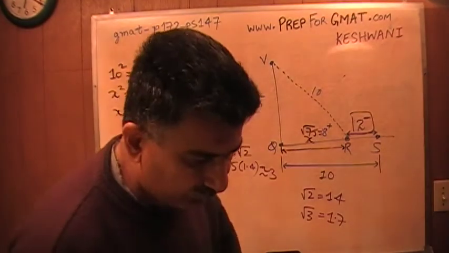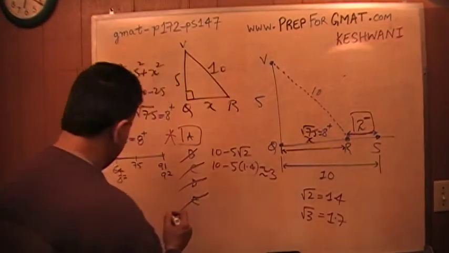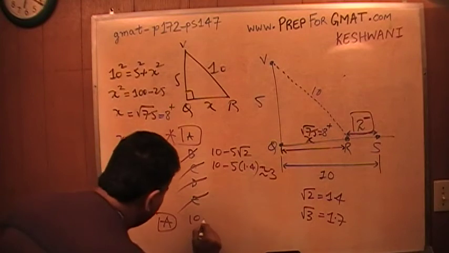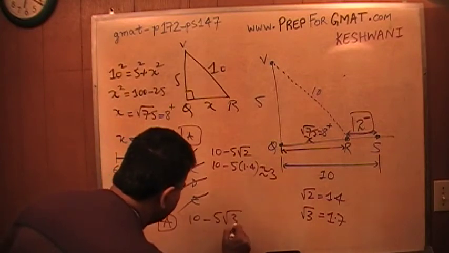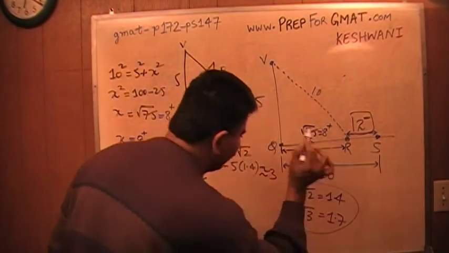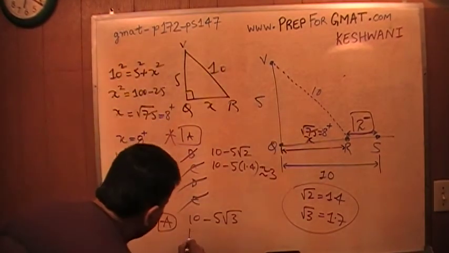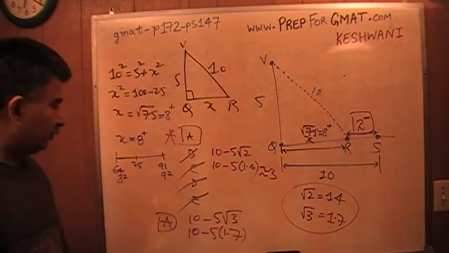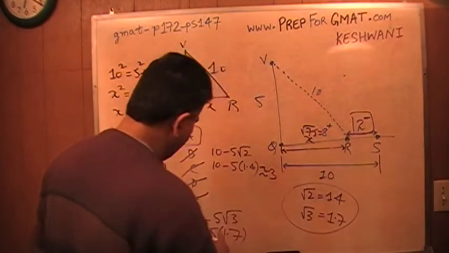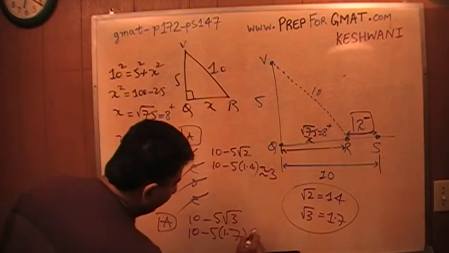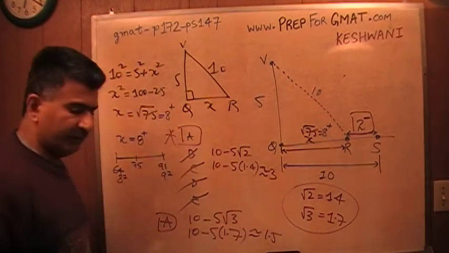Because A says, oh, there you go. A, I'm going to do it here for the bottom part, if I have the time. 10 minus 5 times root 3. Root 3, as I told you, is 1.7. And where did this come from? You have to know this by heart. 10 minus 5 times 1.7 is going to be less than 2, which is what I'm looking for, because 1.7 times 10 is 17. This is going to be approximately 1.5. That's your answer. Answer is A.